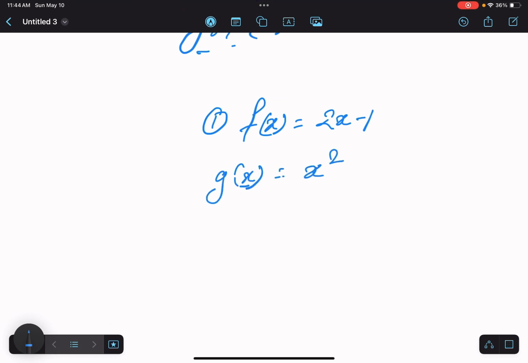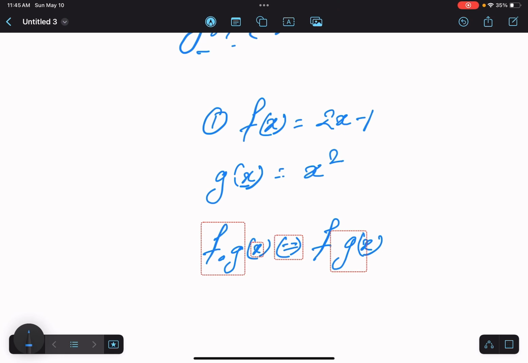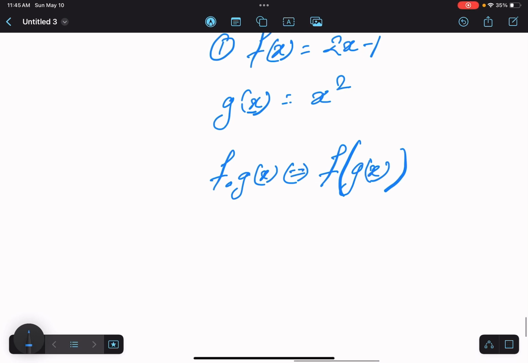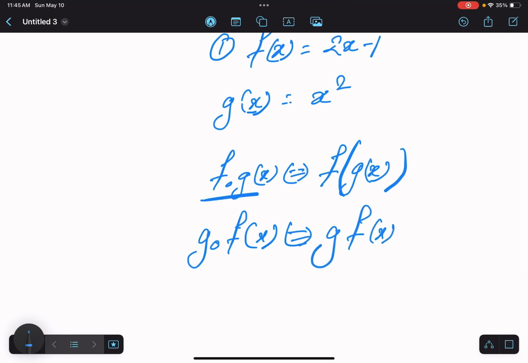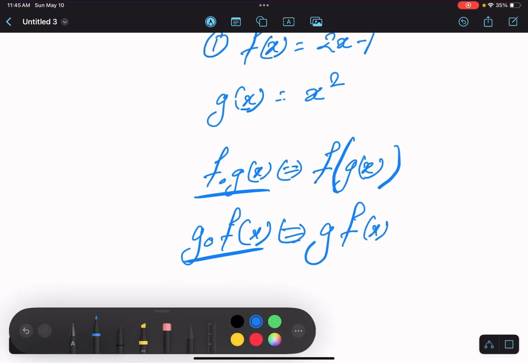Let's go to an example. Suppose you have one function f(x) equals 2x minus 1 and g(x) equals x square, then you need to find function f of g(x), or this can also be written as function f in g(x). This is also how we write this function. Find f of g(x) and also find g of f(x), and then you need to see if these two are equal or different. Okay, let us solve this.